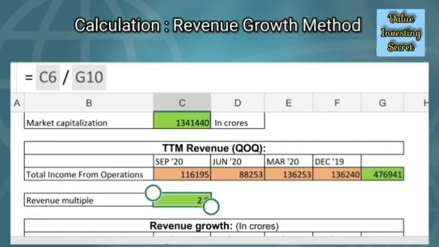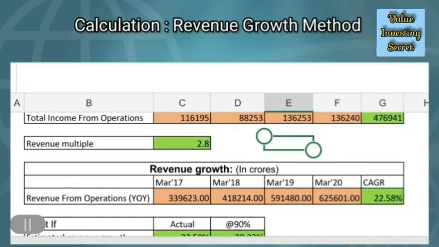Then we can calculate the revenue multiple. This is the total market capitalization divided by TTM revenue. We will get the revenue multiple.